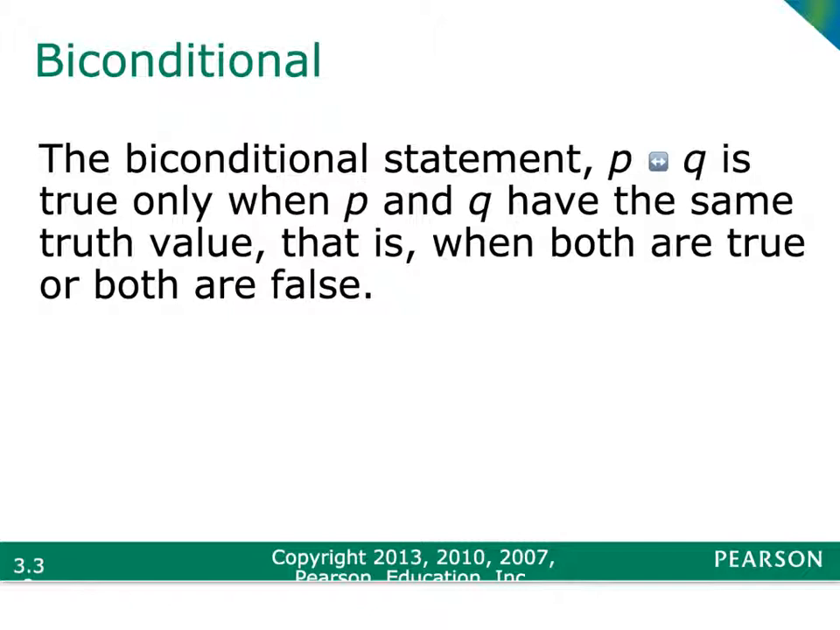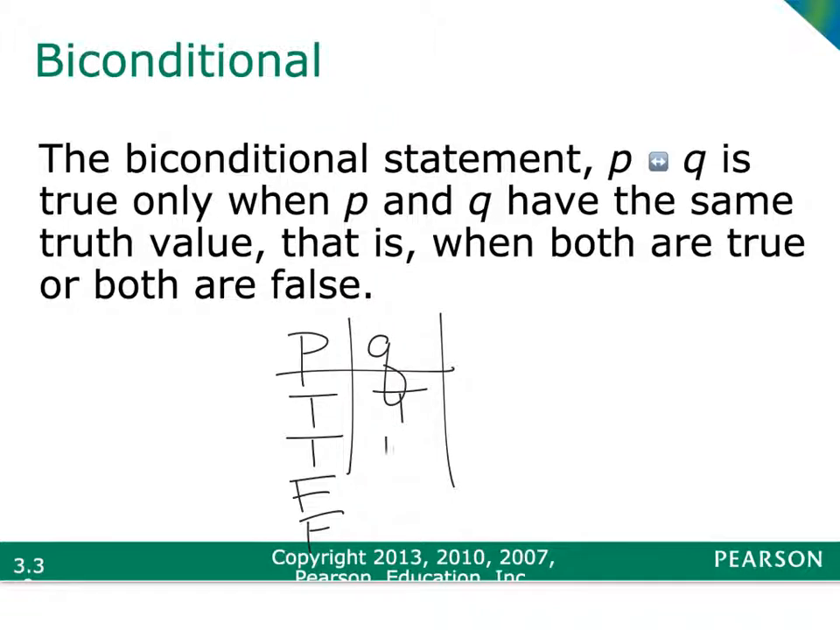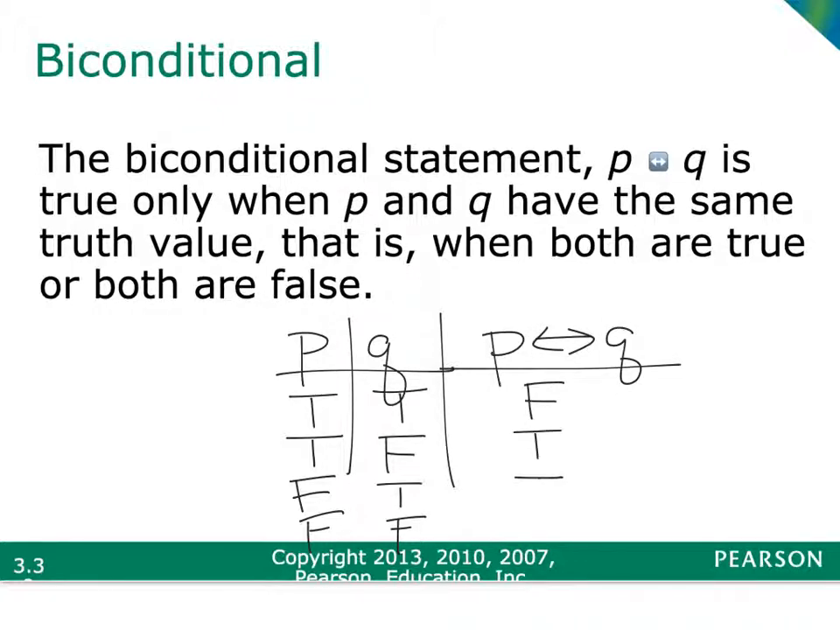Okay, so if you wanted me to write that a little more clear, I can say your P values can be true, true, false, false. Q can be true, false, true, false. P, if and only if Q, will then be true, false, false, true. Sorry, I wrote that wrong. Okay, so remember, when you have two trues or two falses, you're going to get a true statement.